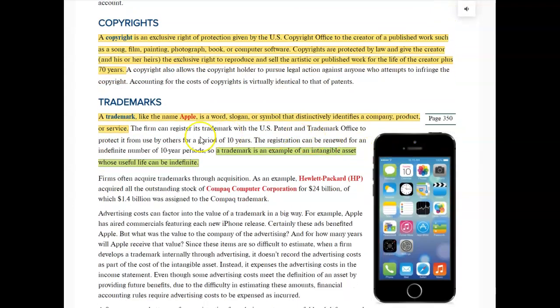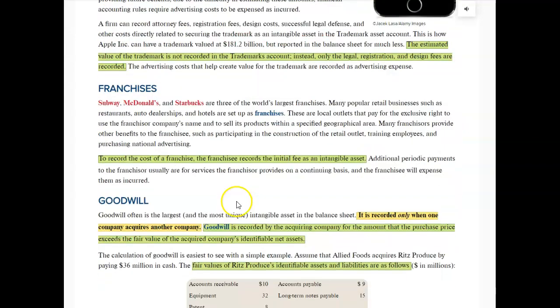Trademarks, if you have these, the cost of these, when you register these, you can set these up in another account called trademarks. And franchises, if you purchase a franchise, then sometimes you have to pay that initial franchise fee. You set that up as another asset.